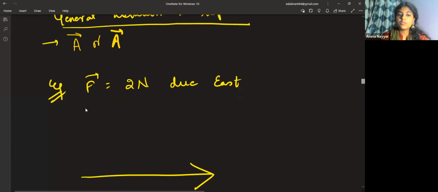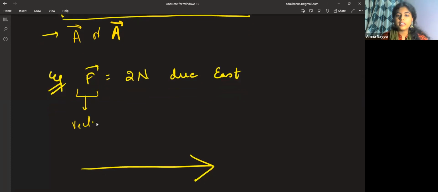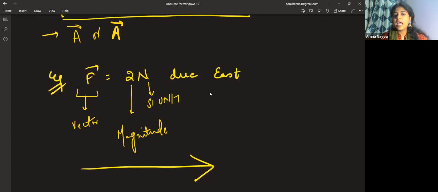Look, so force is what? This is a vector quantity. 2 is its magnitude. Newton is its SI unit. And due east, look, this is the extra term. The way we were having V is equal to -4 meters per second, the minus sign was telling its direction. Due east is also telling the direction. So this is how you completely write a vector quantity.